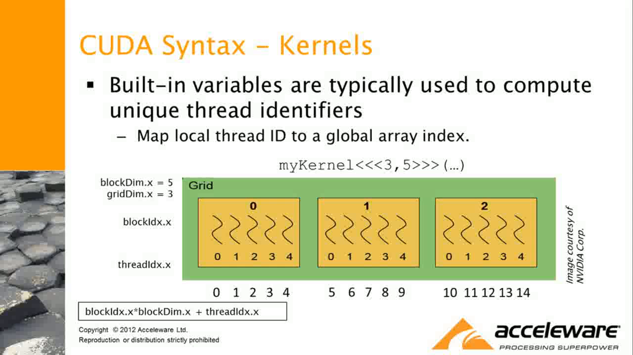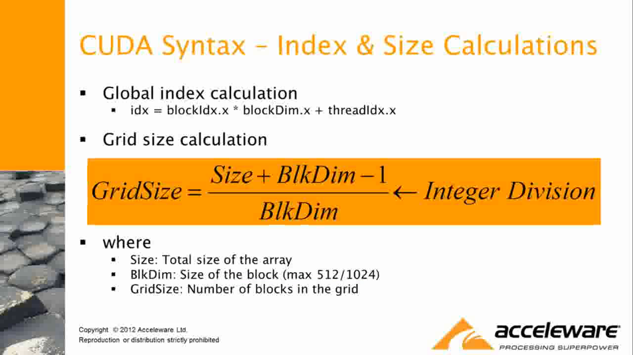This calculation here is how most of your kernels are going to start. Most of my kernels start with this calculation: int index equals this blob here. It basically tells you what global index you are going to be working with. That's what you're going to be doing pretty much at the start of your CUDA kernel.